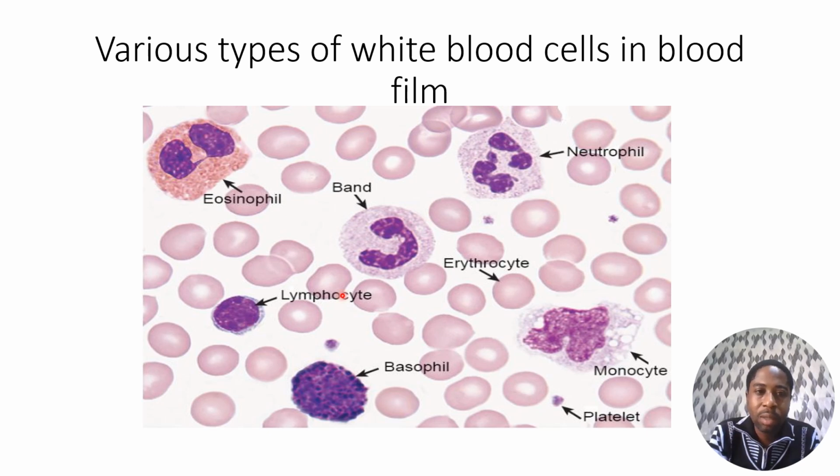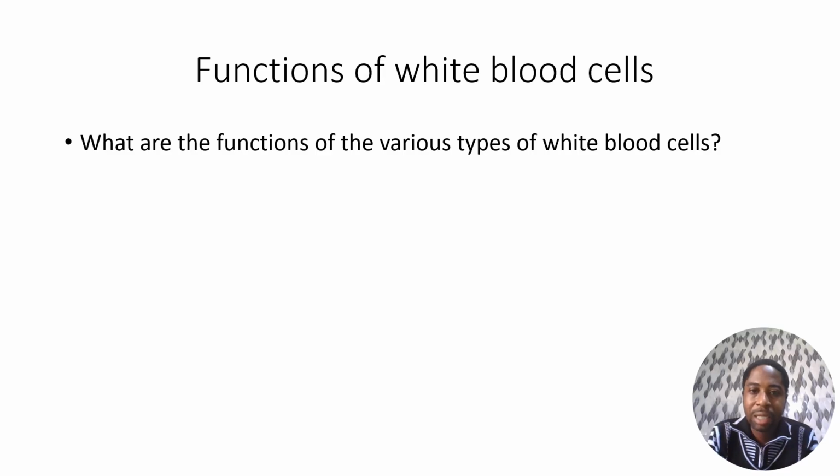This is an eosinophil. This is a monocyte. This is a basophil, and then this one is a lymphocyte. So in subsequent videos, we go into the white blood cells in detail and describe each of them: the neutrophils, basophils, eosinophils, monocytes, and lymphocytes, and their functions. We look at them in detail.